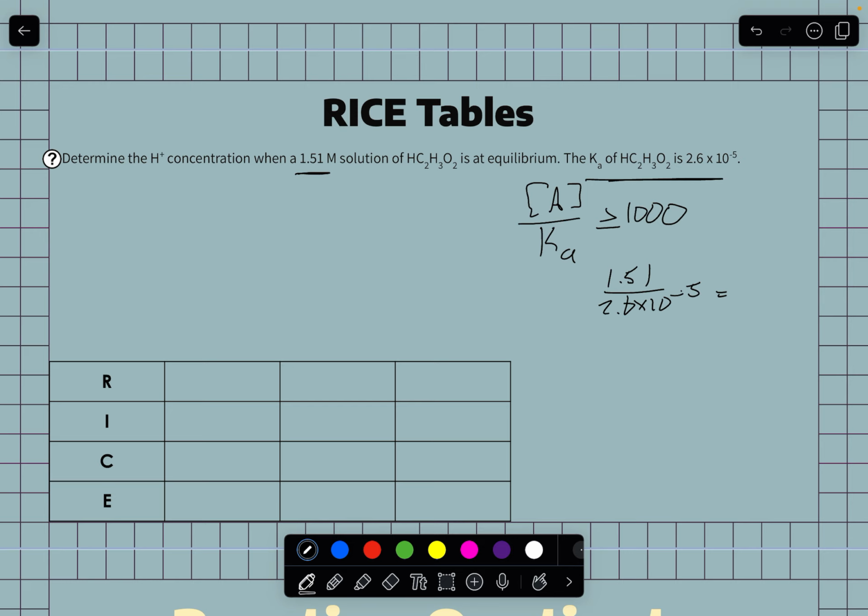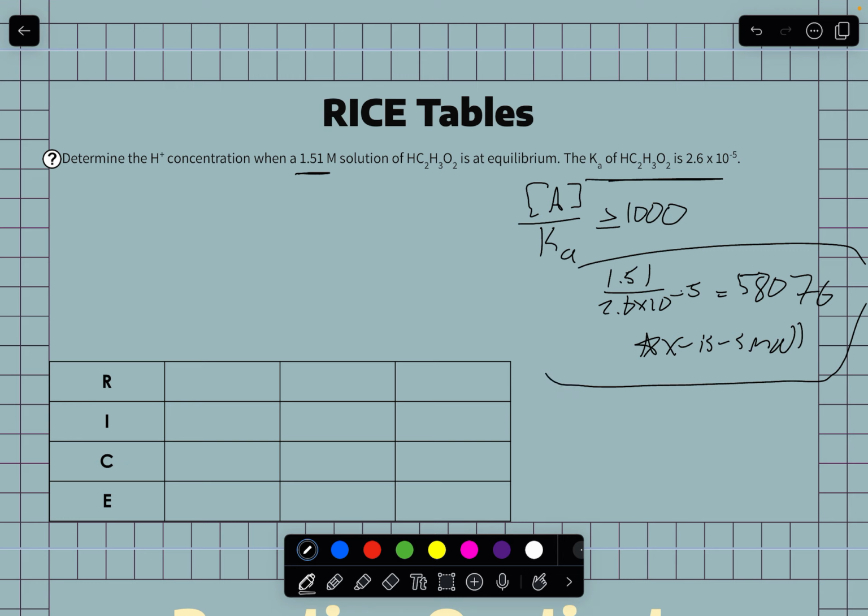that gives us 58076. And that is greater than or equal to 1,000, right? So we can do an x is small approximation, okay? If you do an x is small approximation on an AP test, by the way, I would show this and write x is small so that whoever's grading it can know you're doing an x is small approximation.